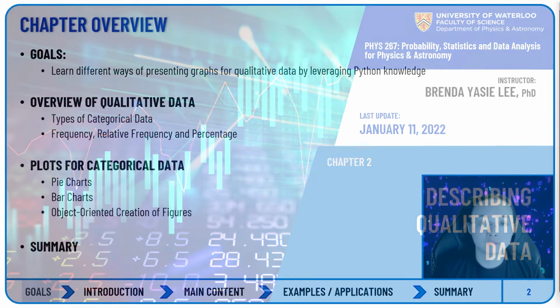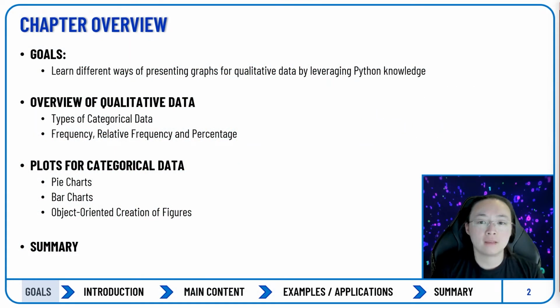graphs. So what we're going to go through today is different ways of presenting graphs for qualitative data by leveraging our knowledge of Python and programming. We will be going through different types of categorical data, as well as understanding what frequency, relative frequency, and percentage mean, because the first step is always to create a statistical table so that we can present our data. Afterwards, we'll go through pie charts and bar charts, which are very common ways of presenting categorical data.